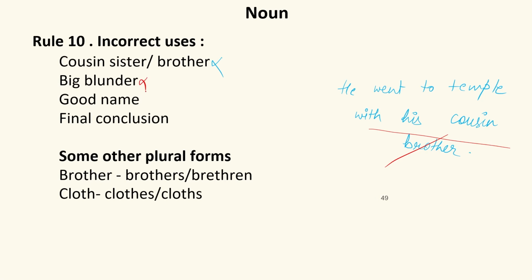Now, big blunder. It is again an incorrect usage. Just because blunder represents the big mistake. Blunder means big mistake. Now, if it is itself a big mistake, we cannot use the word big over here, or an adjective big over here.